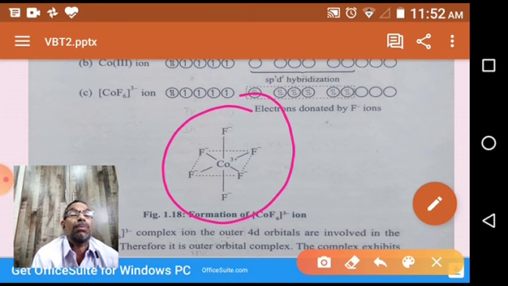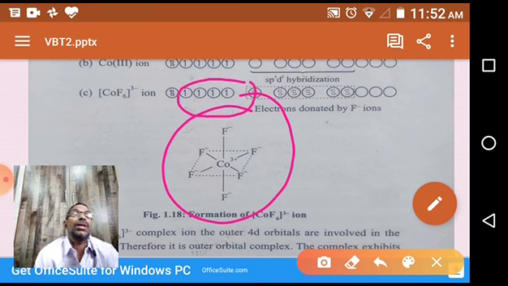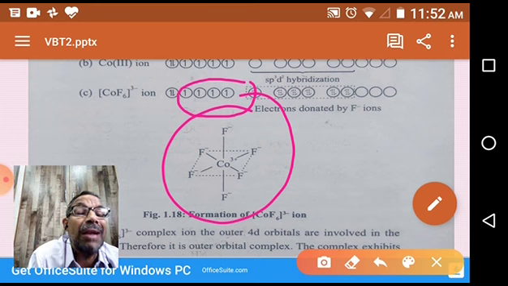That's why it is an outer orbital complex. It's also known as a high spin complex. Due to the availability of unpaired electrons in the 3d orbital, it is exhibiting magnetic behavior, that is, a paramagnetic property. So this is the explanation of valency bond theory for this complex, hexafluoridocobaltate(III).